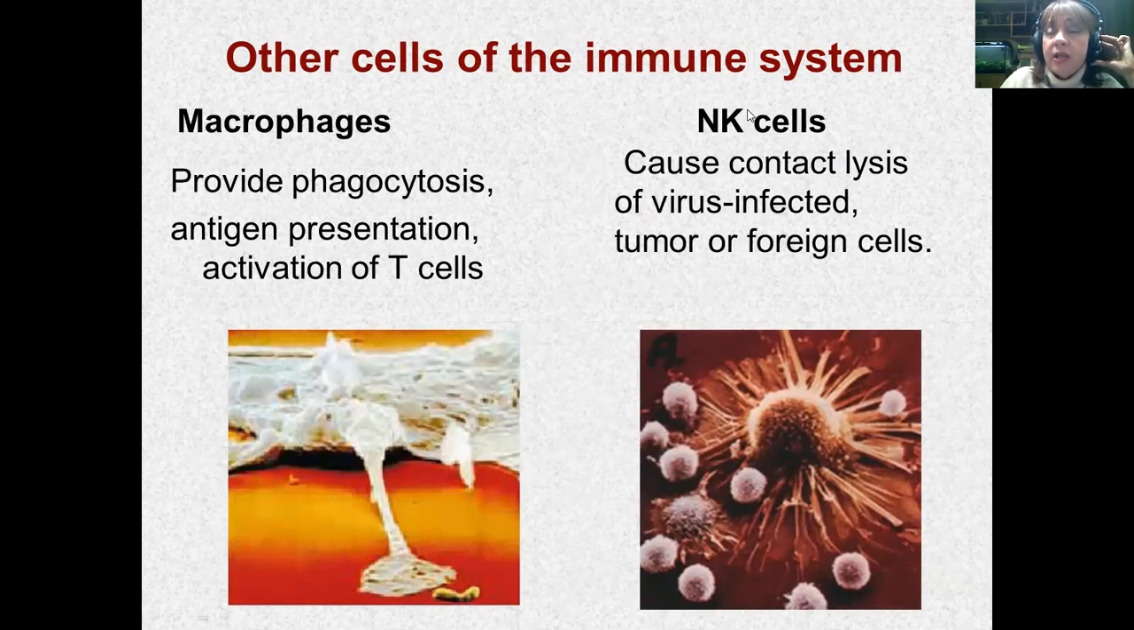And the natural killer cells, they're not the same as T killers. They can cause contact lysis of viral infected, tumor or foreign cells. In this electron micrograph, you see the target cell is a tumor cell, large cell at the center. And these small cells are the natural killers which attack the tumor cell and cause its lysis.